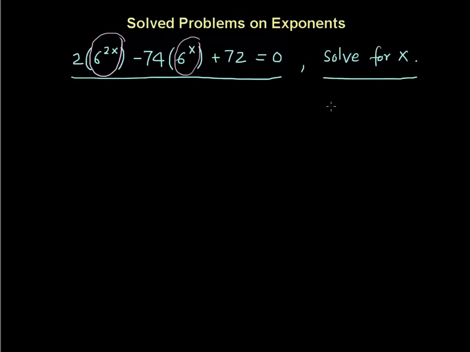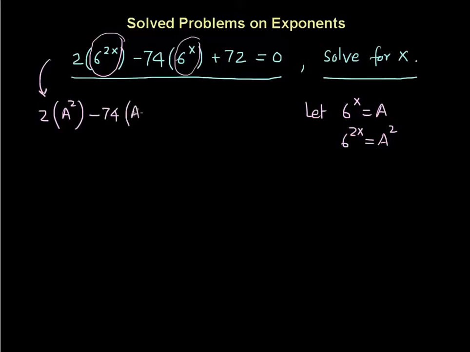So what I'm going to do is assume, let 6 to the power x be equal to a. So when you assume 6 to the power x is a, we can rewrite 6 to the power 2x as a square, right? So I'm going to rewrite this equation here again as 2, and then I have 6 to the power 2x, so that will be a square, bracket closed, and then 74, and then I have a, and then I again have 72 equal to 0. Let's draw a line here.